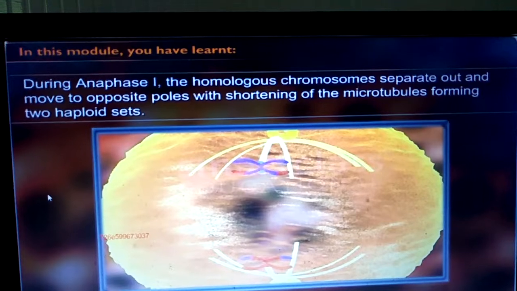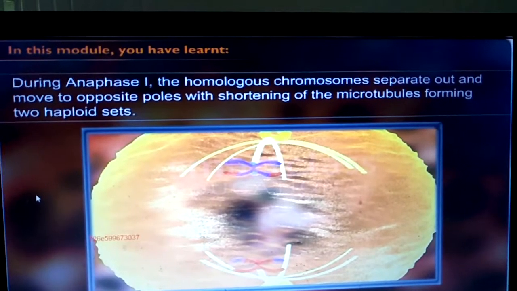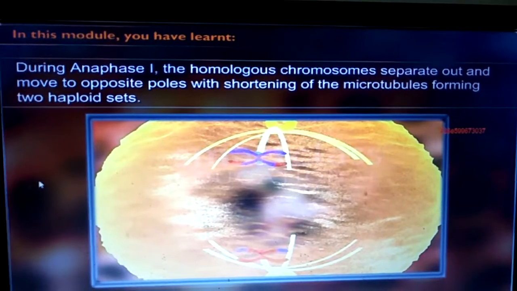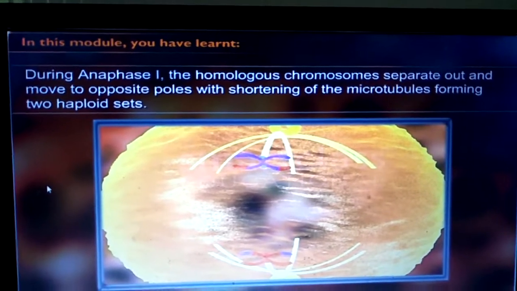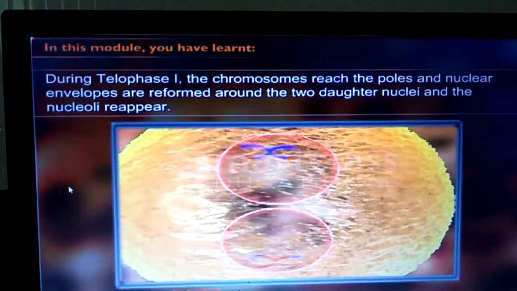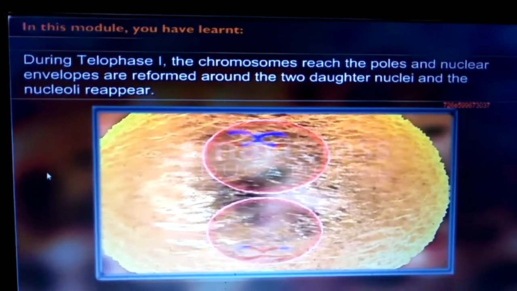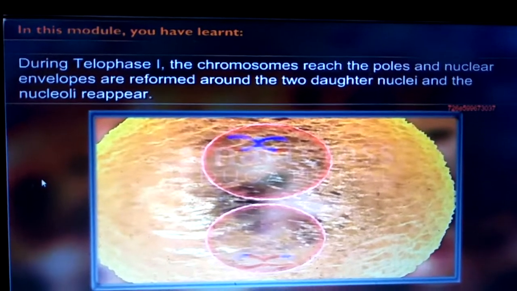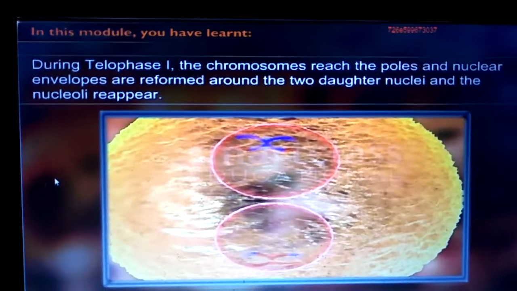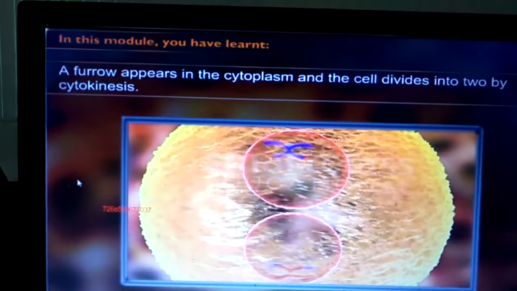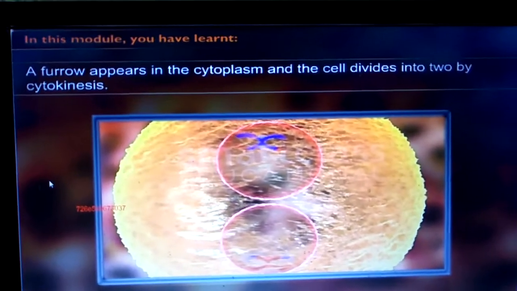During anaphase 1, the homologous chromosomes separate out and move to opposite poles, with shortening of the microtubules, forming two haploid sets. During telophase 1, the chromosomes reach the poles, and nuclear envelopes are reformed around the two daughter nuclei, and the nucleoli reappear. A furrow appears in the cytoplasm, and the cell divides into two by cytokinesis.